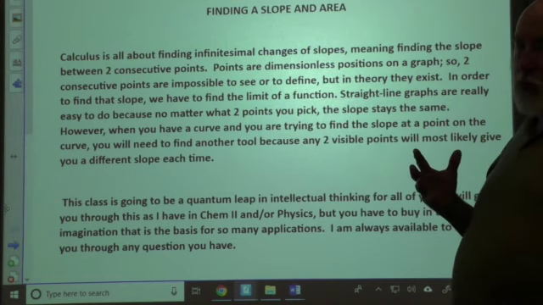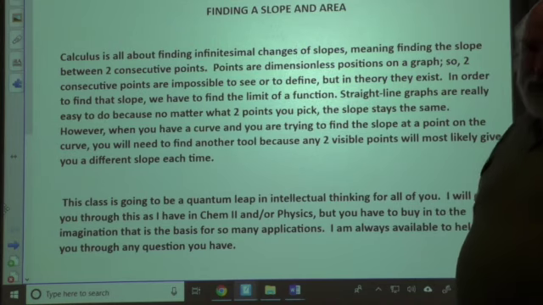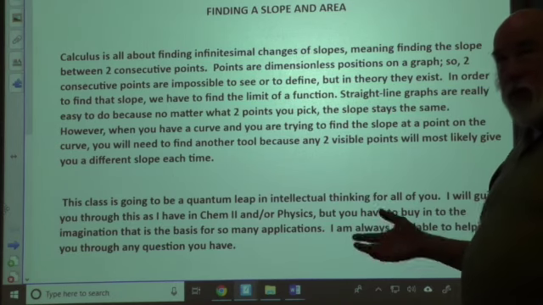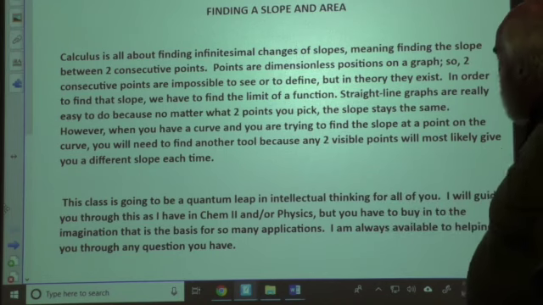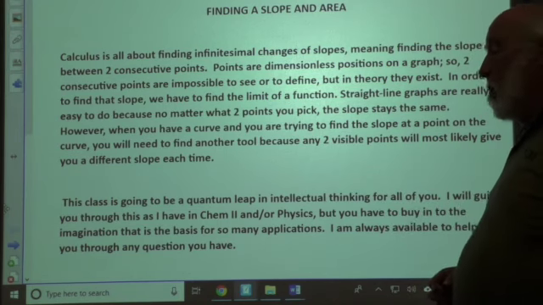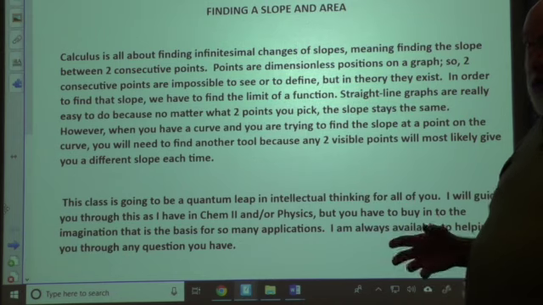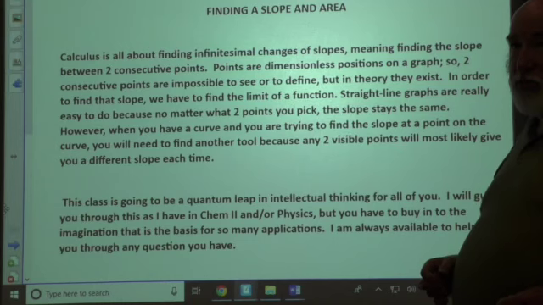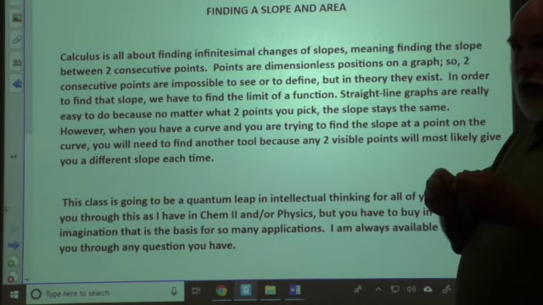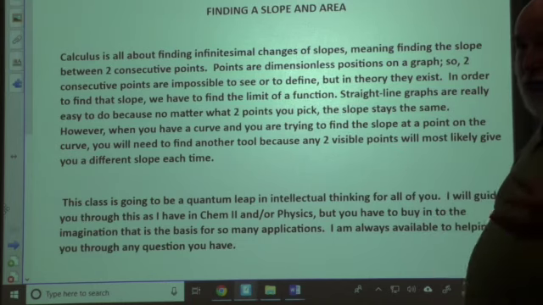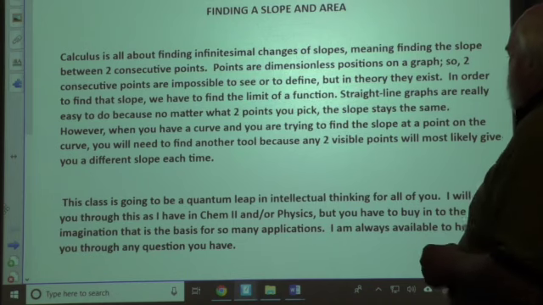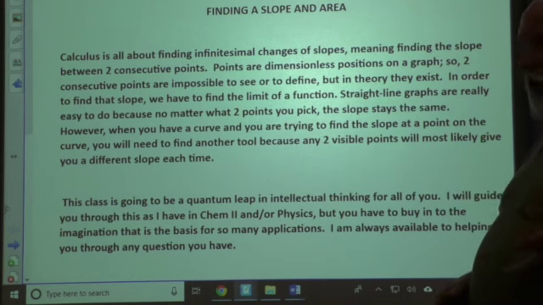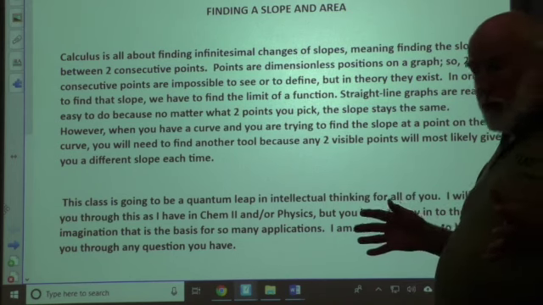Now, calculus was developed by Sir Isaac Newton in the 1700s. About the same time, a German scientist by the name of Wilhelm, I don't remember, Leibniz. But they pretty much came up with this idea of infinitesimal points and how the closer you get together between 2 points, the more accurate the slope is going to be. So this class is going to be a quantum leap in intellectual thinking for all of you.